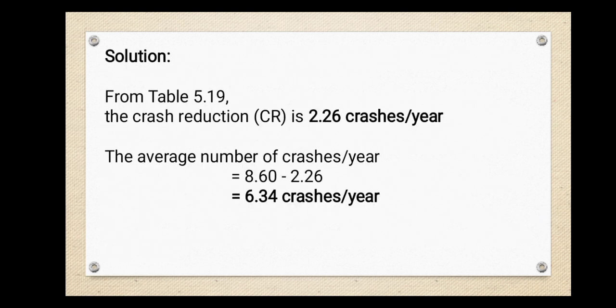So from table 5.19, the crash reduction is 2.26 crashes per year, and the average number of crashes per year is equal to 8.60 minus 2.26, so we have a total of 6.34 crashes per year.